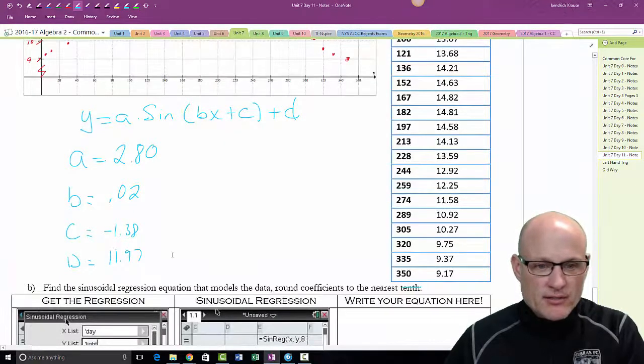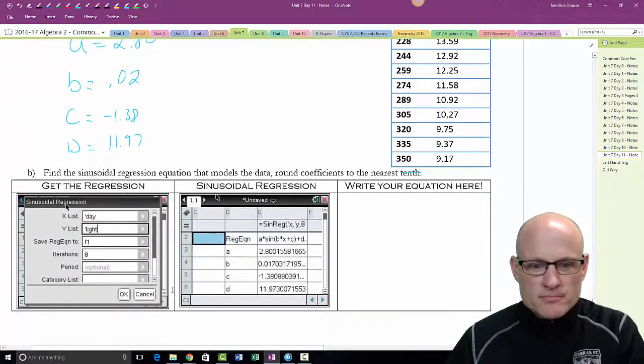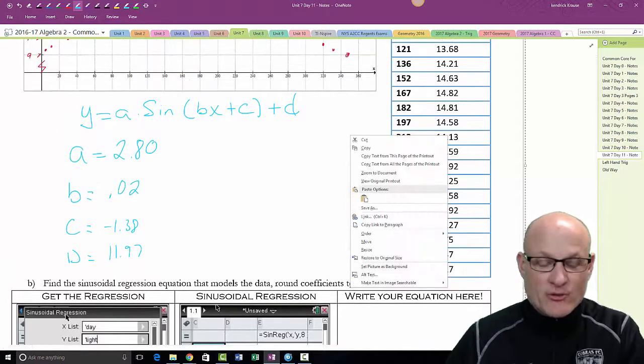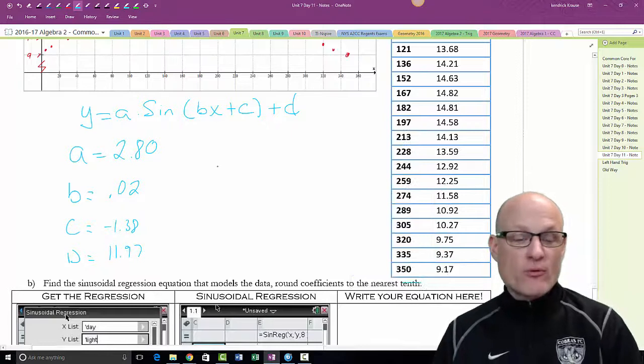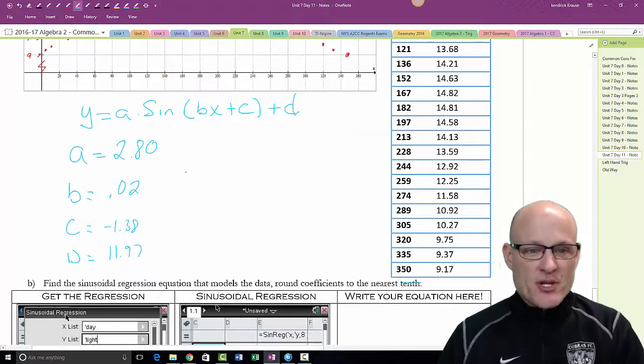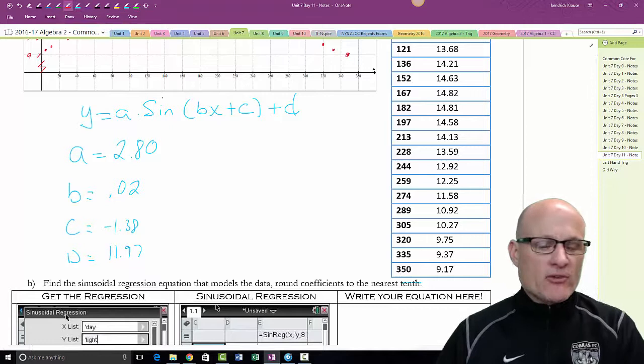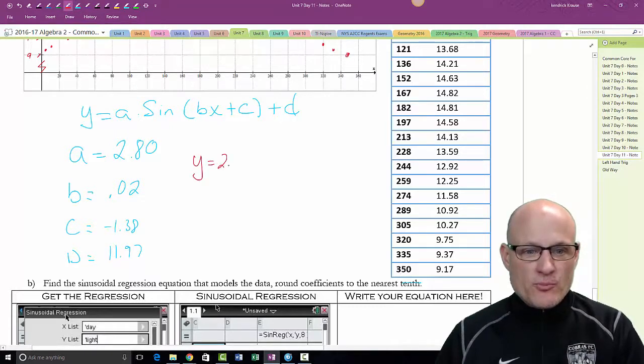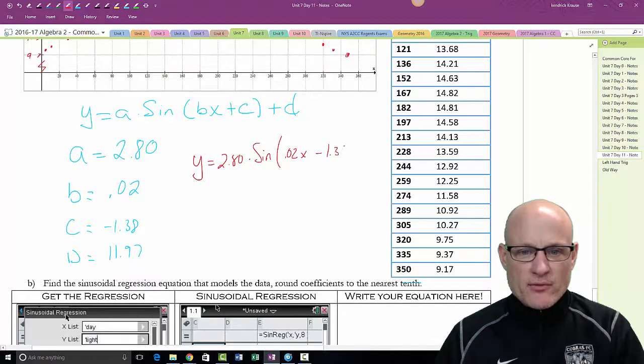These are the same numbers I got down here, I hope. Yeah. Rounding B to the tenths place would be dumb, because you'd end up with 0, which means you'd have no x, which means you'd have no frequency. That doesn't make any sense. So my final equation is y equals 2.80 times the sine of 0.02x minus 1.38, plus 11.97.